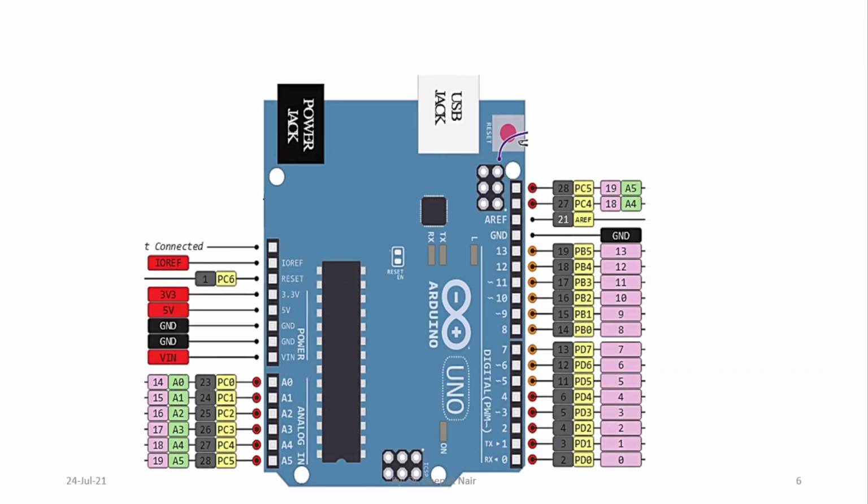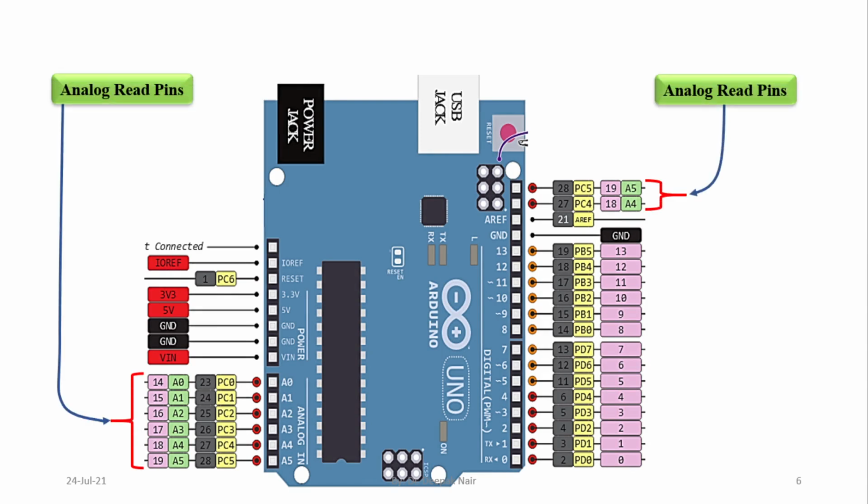Next, you can see there are green pins A0, A1, A2, A3, A4, A5, and A4, A5 are here on the right side on the top also. These pins are used to read analog inputs. When we say analog inputs, all the sensors provide analog input, and to read them we will be using these pins A0 to A5. So in total there are 6 analog read pins.